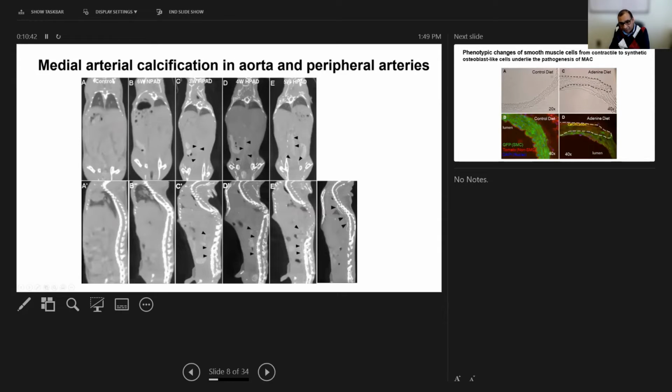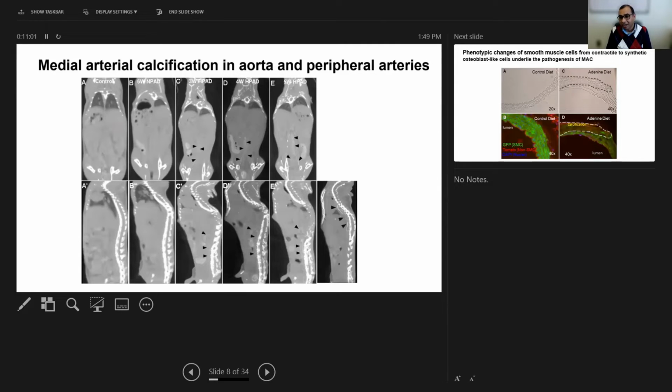You can look at the other side. You also have renal arteries that are calcified. A lot of mesenteric arteries are calcified. The thoracic aorta is being calcified. You can see that nicely. So we basically now have a model where we know when and where the calcification is. So if we can find a way to treat, we should be able to.